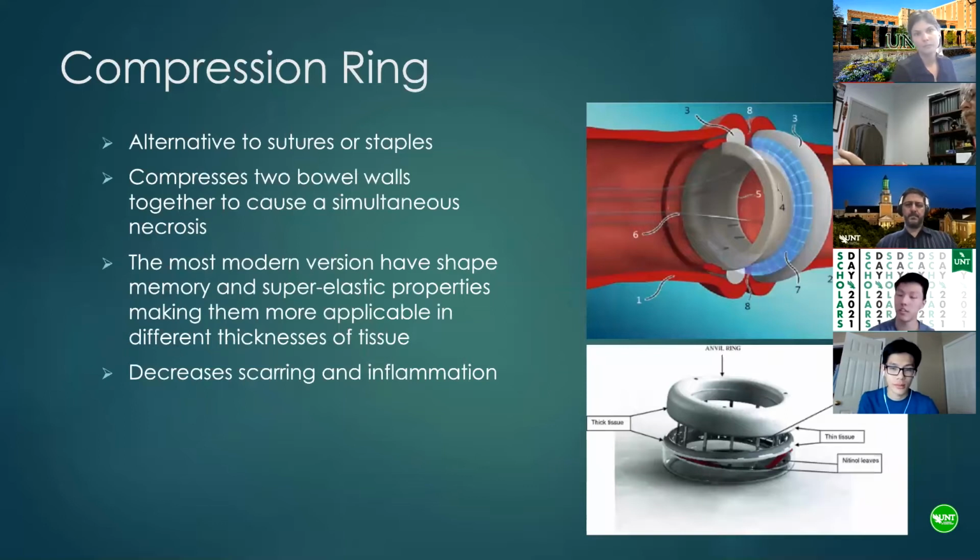Compression rings are an alternative to sutures and staples, and these are a relatively recent development, I would say. How it works is that it compresses two bowel walls together to create a simultaneous necrosis, and through this, it can decrease scarring and inflammation of the tissue. The most modern versions have shape memory and superelastic properties that make them more applicable to tissues of varying thicknesses.